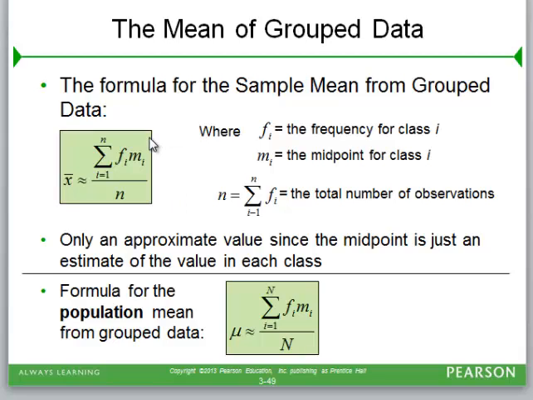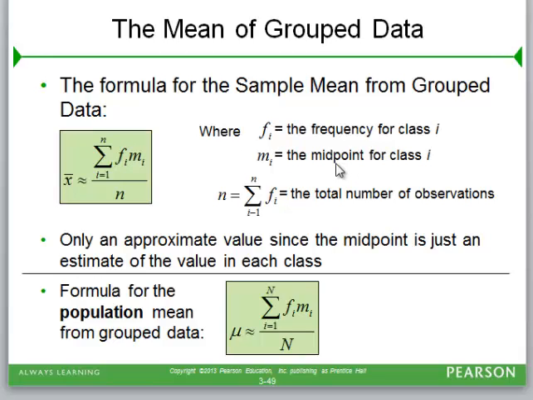Okay, so the mean for grouped data, the formula is like this. The formula for the sample mean from grouped data is x bar equals, on the top, the sum of f times m. F is the frequency for each class. So f1 is the frequency for class 1, f2 is the frequency for class 2, f3 is the frequency for class 3. Then m is the midpoint of the class.